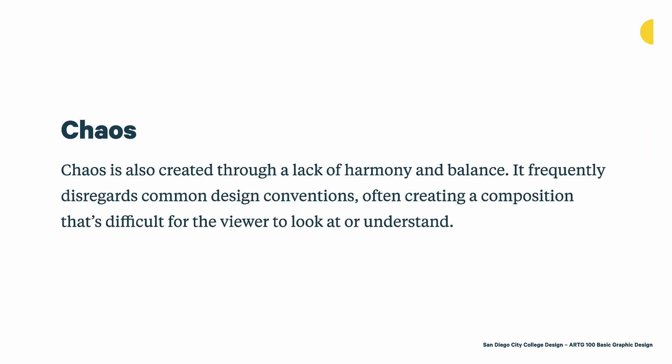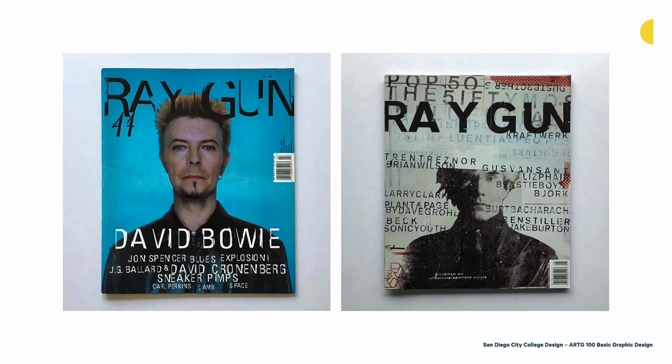Chaos is also created through a lack of harmony and balance, similar to tension. It frequently disregards common design conventions, often creating a composition that's difficult for the viewer to look at or understand. But sometimes that's our goal. Sometimes creating chaos is the effect or the visual that we want to create. Sometimes that's what's really appropriate for the design that we're building.